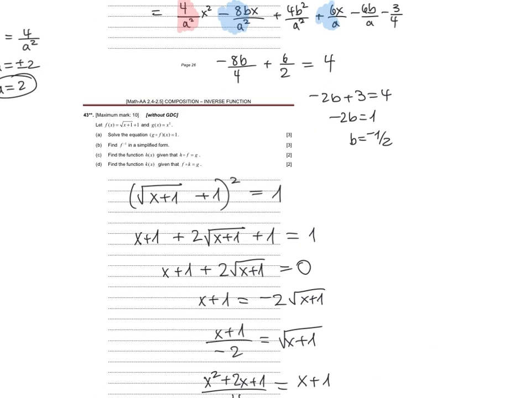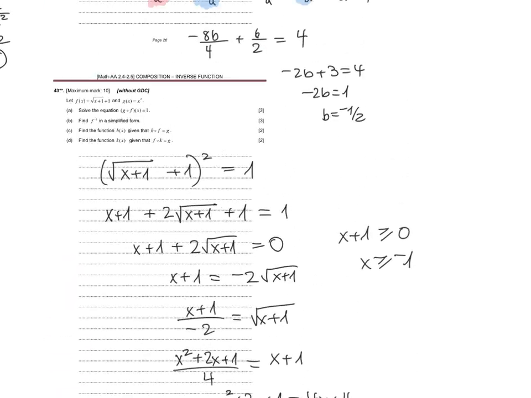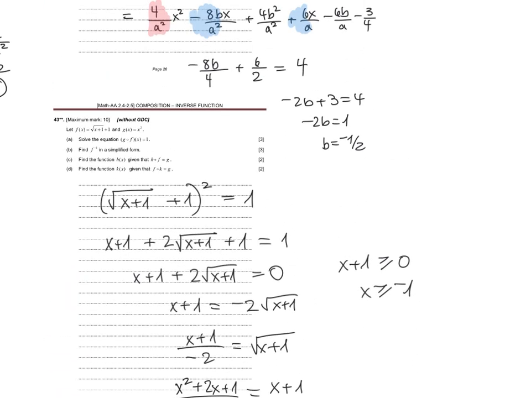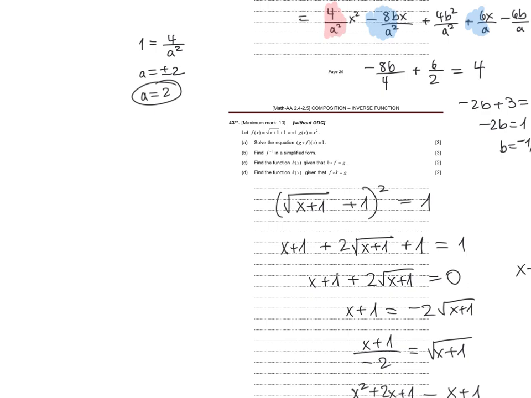So if you look at the original function, the domain, the g at x is fine. You can substitute anything in there. But for f, we have x plus 1 has to be greater than or equal to 0. So x has to be greater than or equal to negative 1. I'm not sure why in the mark scheme it's saying x is just negative 1. But, yeah.